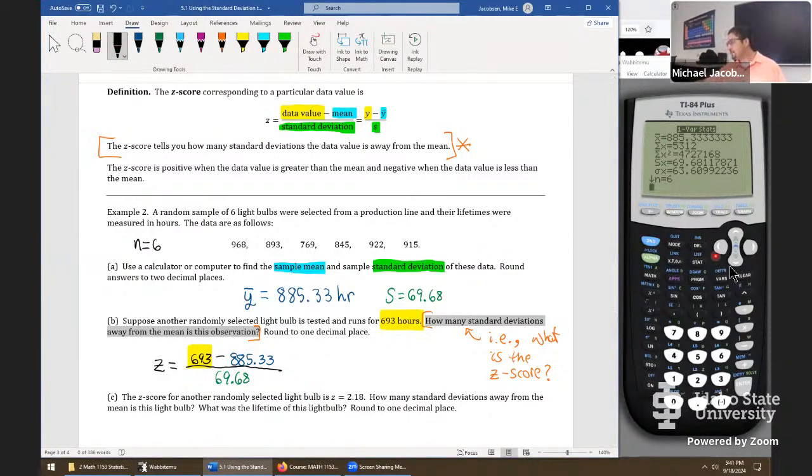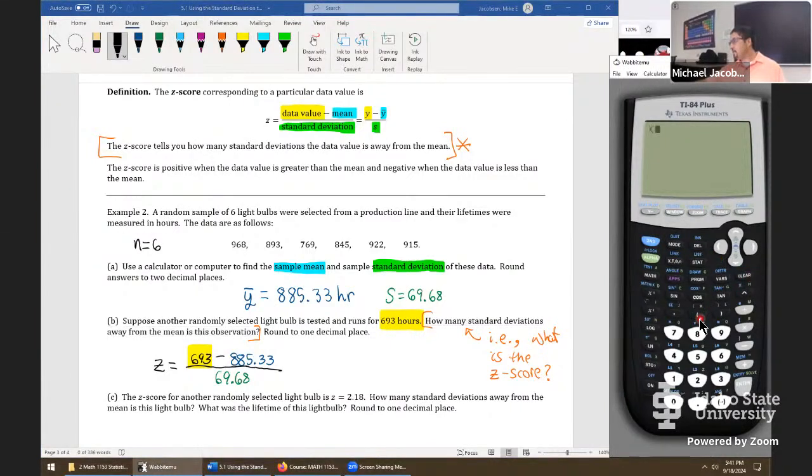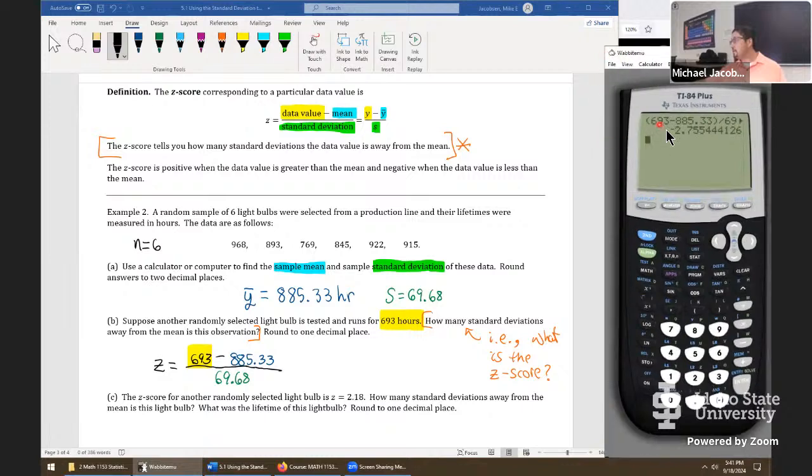So let me hit, you could just hit clear if you need to get off this screen. I'll go with the parenthesis in the numerator, 693 minus 885.33, then division by 69.68. So here's our result. To one decimal place, we have negative 2.8 standard deviations.